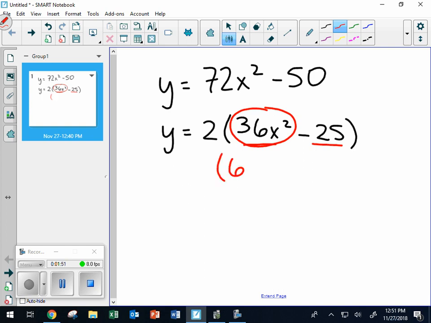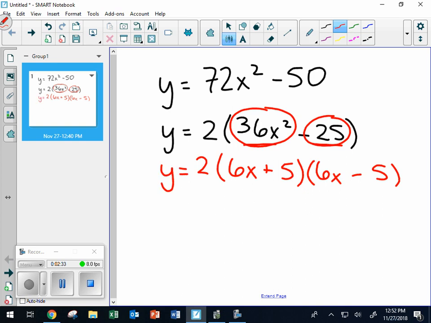We end up with 6x if we take the square root. And then if we look at our second term here, square root of 25 is 5. So the difference of squares tells us that our two factors are both going to start with a 6x, and they're both going to end in a 5. And if we need to multiply to get a negative, what do our two signs need to be? One positive, one negative. Then we still have this 2 out front. And if this is what you write on your test, you will get a partial credit because you need a y equals. This is an equation. You must include y equals.